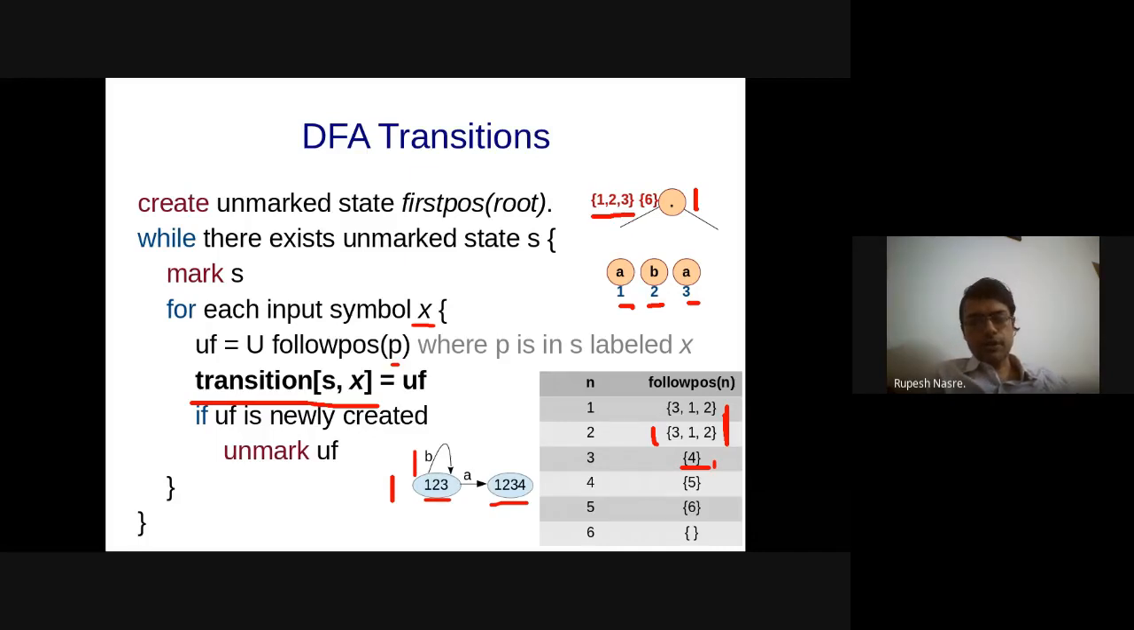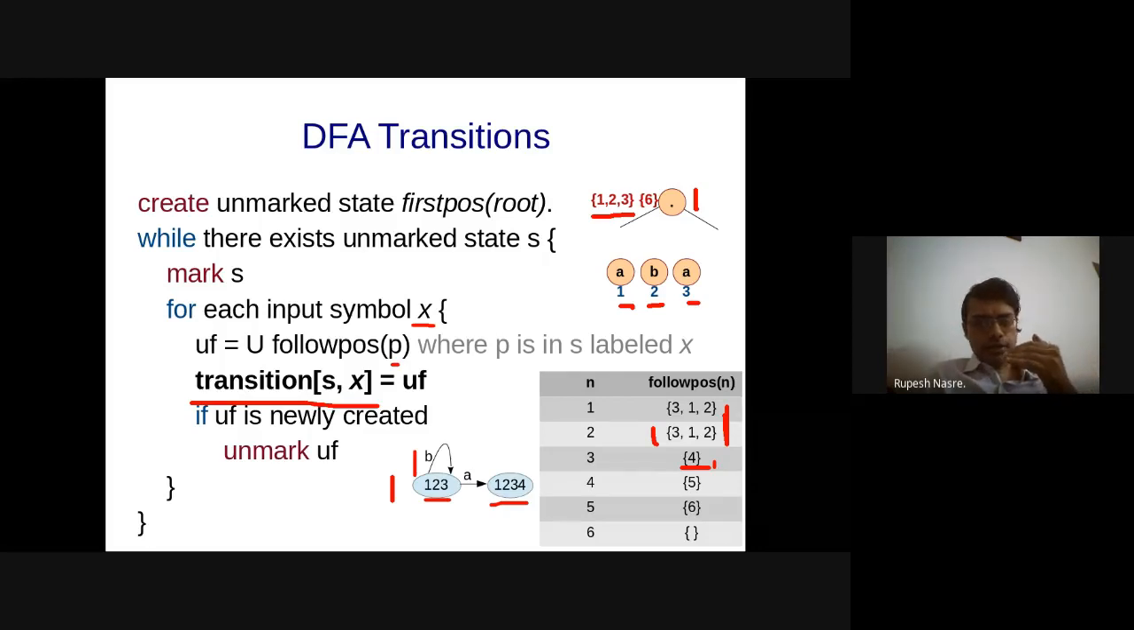So that is what Abhishek, Arnav and Nishchit are saying. What happens on B? 1, 2, 3, 4 goes to 1, 2, 3, 5 on seeing B, 1, 2, 3, 5. Okay. So let's check that.